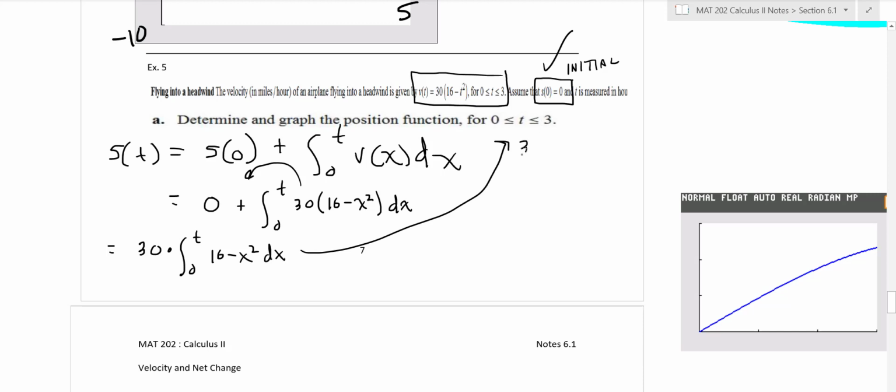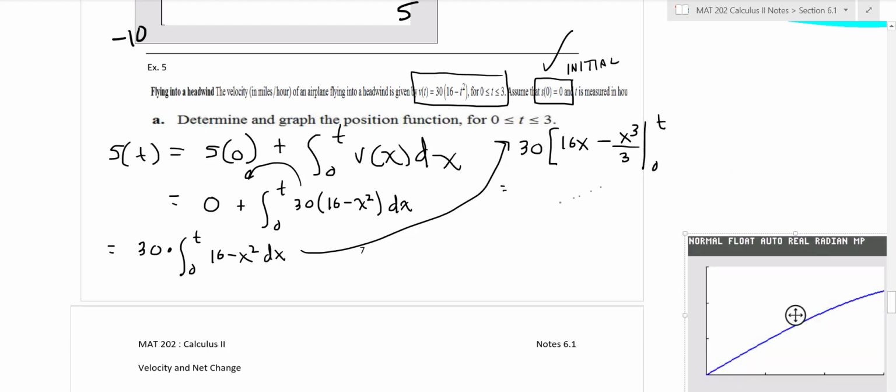So that's 30. The antiderivative of 16 is 16x. The antiderivative of x squared is x to the third over 3 by the power rule. Then we're moving from 0 to t. Okay, then we're ready to evaluate this. So we have the 30, and it goes like this.